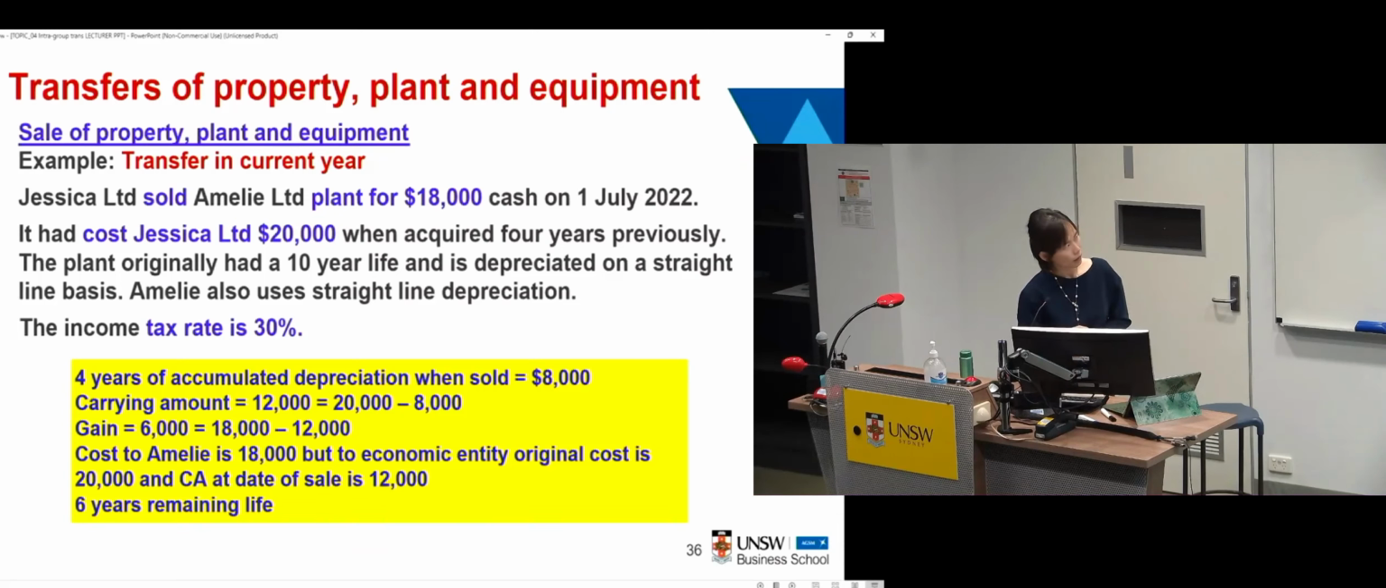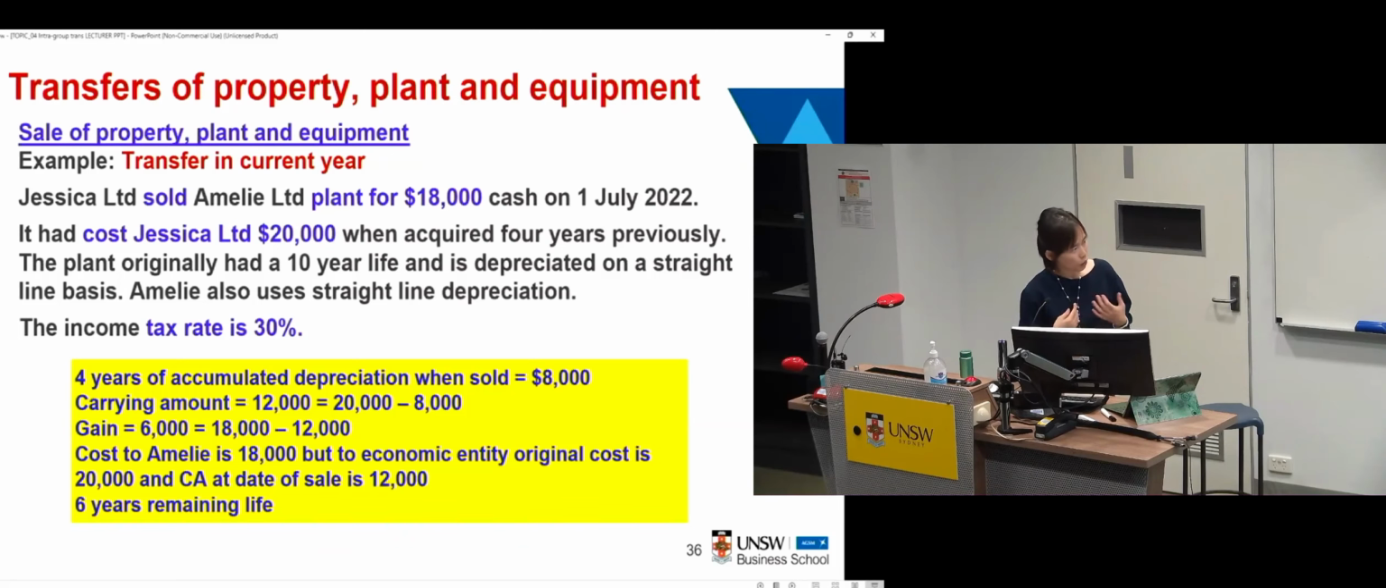Amelia would record the plant cost at 18,000 because that is how much Amelia paid to acquire the item from Jessica. From Amelia's perspective, the 18,000 represents the total depreciable amount. Using 18,000 divided by the remaining useful life of 6 years, 10 minus 4, Amelia would record depreciation of 18,000 divided by 6 years, which is 3,000 each year.